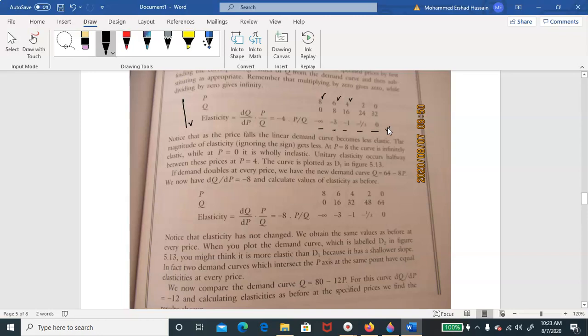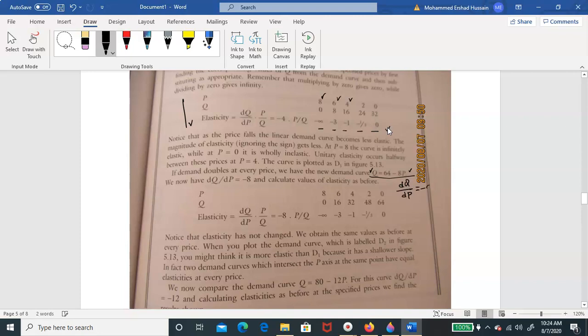Now they give us a new equation. Suppose Q equal to 64 minus 8P. That is the new demand equation. And based on this, we then have to find the new elasticity for the same pair. So let us see. First, let us analyze. Let us now differentiate dQ with dP.